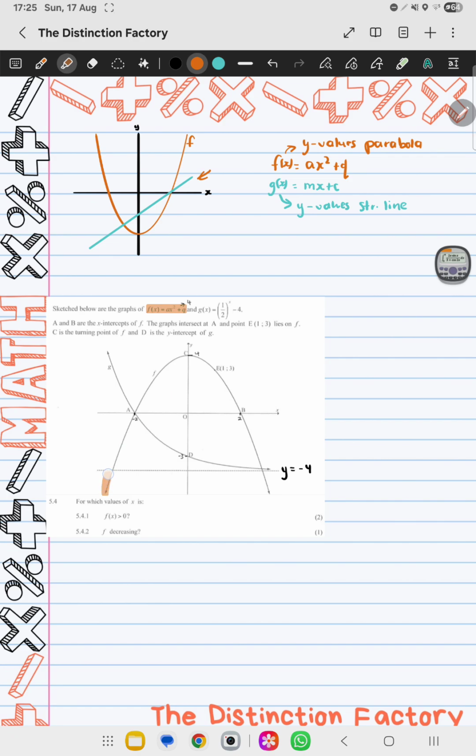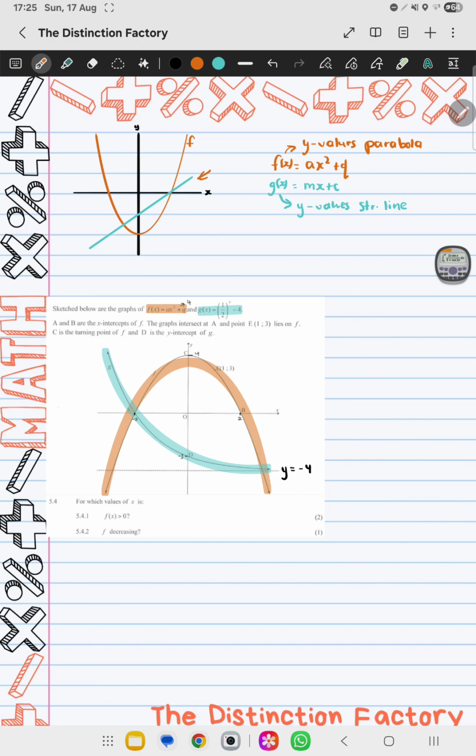So if we are looking at f of x, let's identify which graph that refers to in our diagram. Here is our parabola. And then if we are looking at g of x, that refers to our exponential graph. So we are looking at this part here with that equation. So each time they refer to f of x, we look at the orange graph. Each time they refer to g of x, we look at the blue graph.